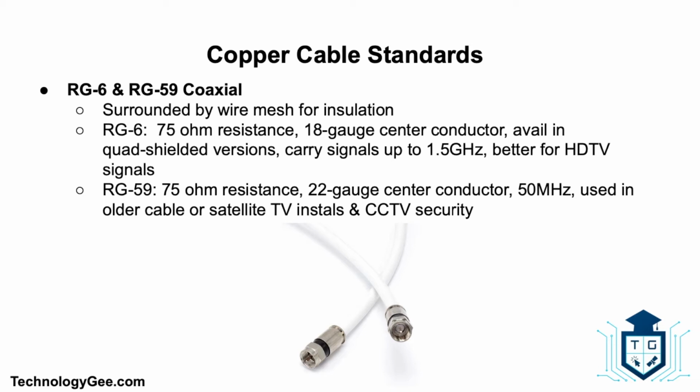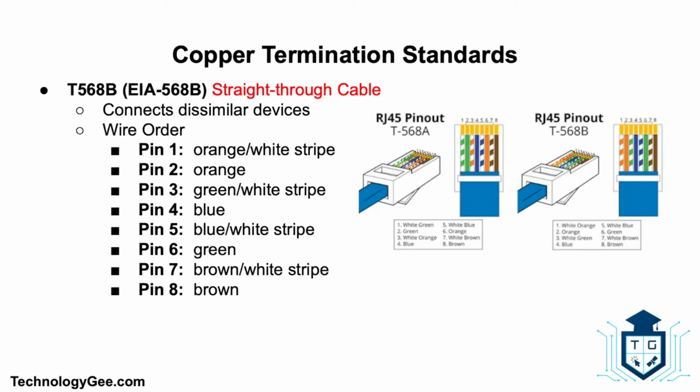It uses an 18 gauge center conductor. It's available in quad shielded versions and can carry signals up to 1.5 gigahertz, which makes it much better for HDTV signals. The RG59 is used in older cable TV or satellite TV installations, as well as closed circuit television security installations, and it has a 75 ohm resistance. The RG59 uses a 22 gauge center conductor and a single outer shield, and it is designed for signals up to 50 megahertz. And now let's talk about some copper termination standards.